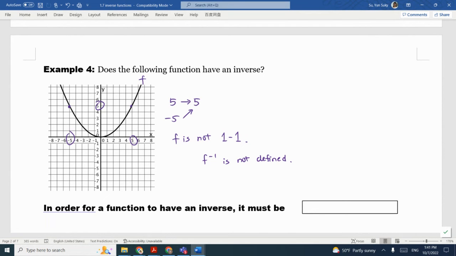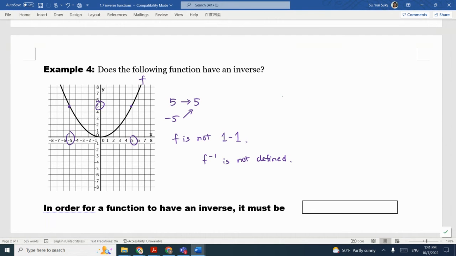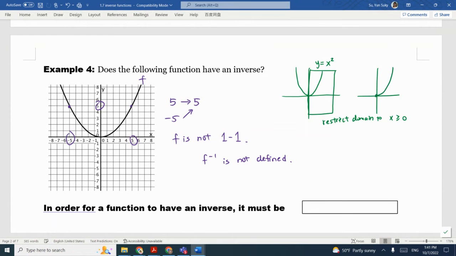Okay, everybody? If this happens, let me give you an example. We all know that y equals x squared. We know this is not 1 to 1. However, you can restrict the domain to x greater than or equal to 0. After you restrict the domain, then you can define the inverse.